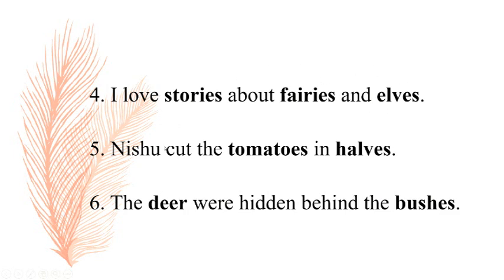Now, number 5. Nishu cut the tomatoes. Tomato is a singular noun. We add the letters E-S. In your sentence, T-O-M-A-T-O-S was given. So, that was wrong. We do not add a single letter S. We add letters E-S. In halves, the word given in your sentence was halves, F-S.